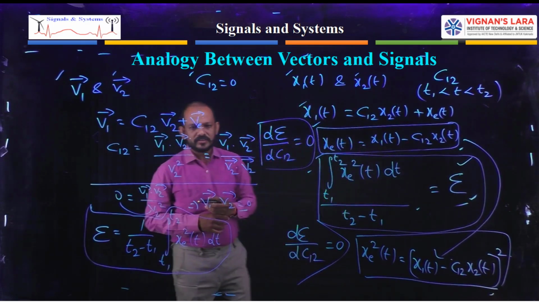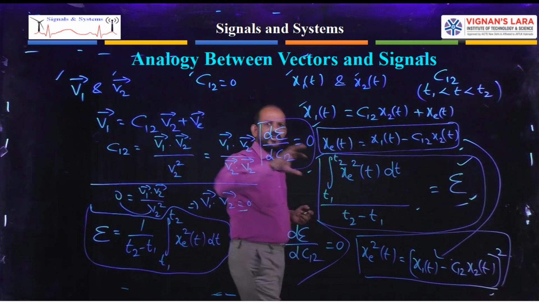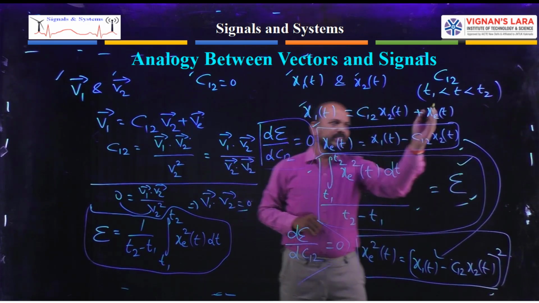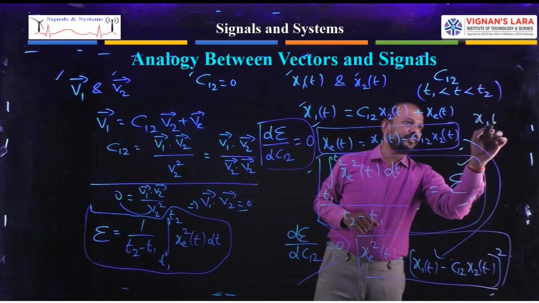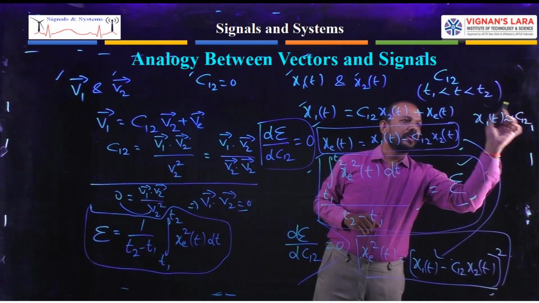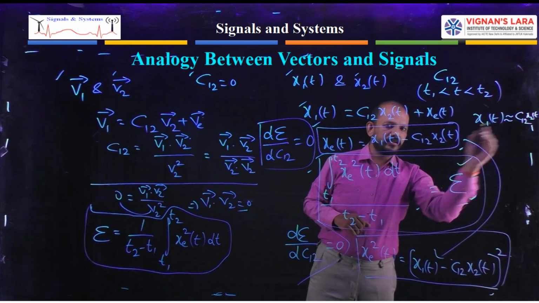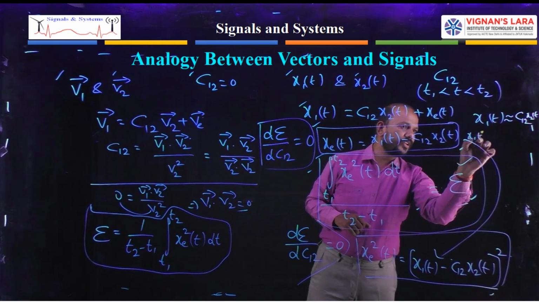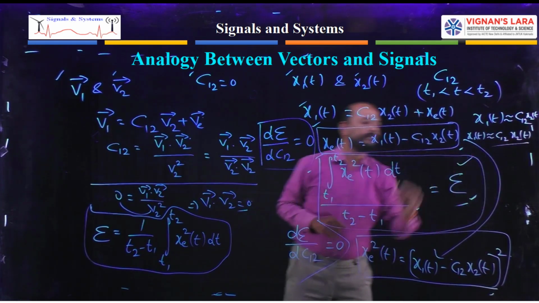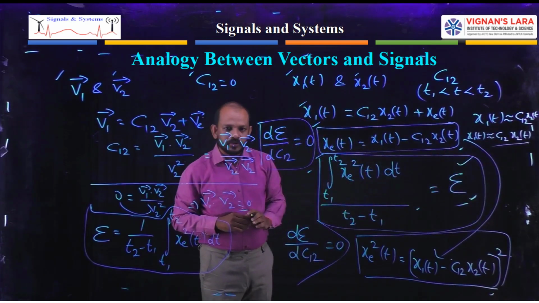So from that, I can get the error signal value. But if the error is minimum, very, very less, if it is 0, then x1 of t is equal to the same. If it is less, then we can write x1 of t is approximately equal to c12 x2 of t. Simply, I am writing again: x1 of t is approximately equal to c12 x2 of t.